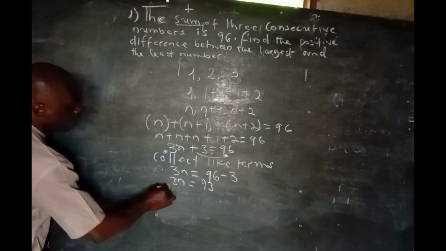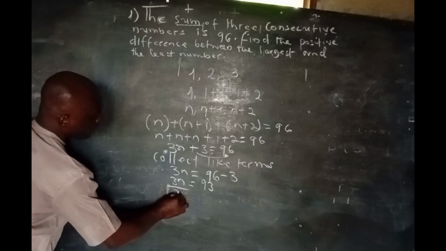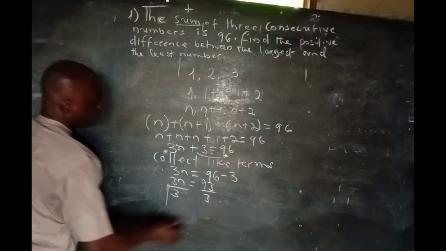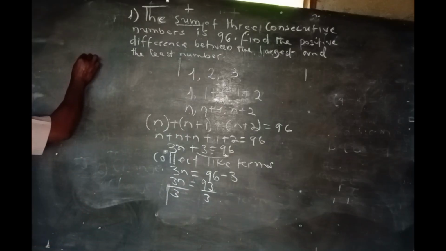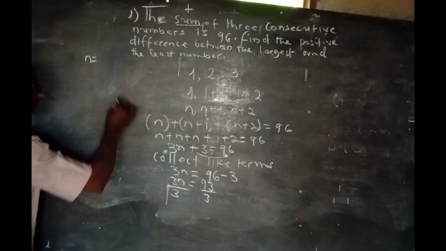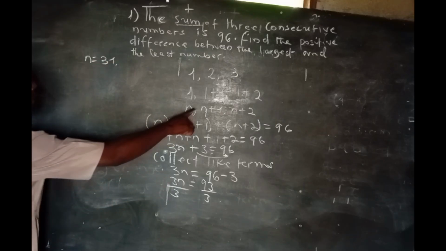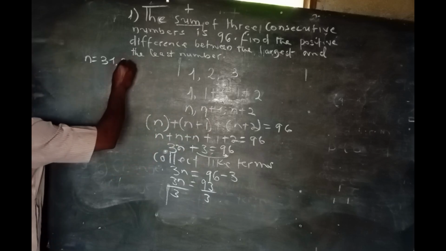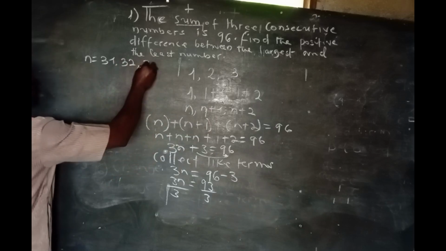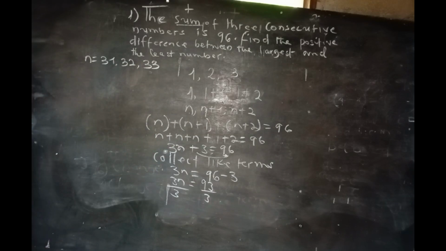So how do we obtain the number n? Divide both sides by 3. So you could see that n will give 31. So this is 31. The next number will be what? n plus 1. That gives 32. The next number will be what? 33. But that's not just the question.